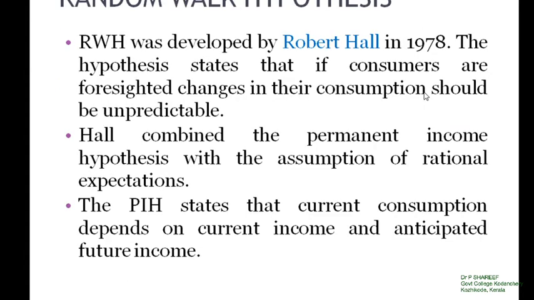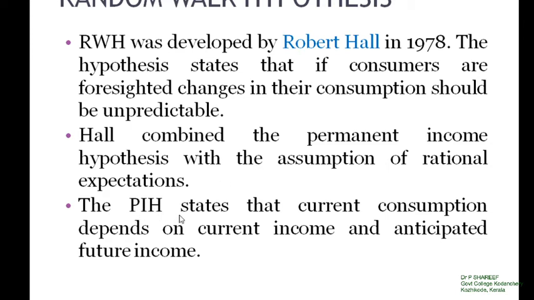Now, the other theory in connection with the consumption function is the random walk hypothesis, developed by Robert Hall in the year 1978. The random walk hypothesis states that if consumers are foresighted, changes in the consumption should be unpredictable. The theory combined two theories, that is permanent income hypothesis and rational expectations theory.